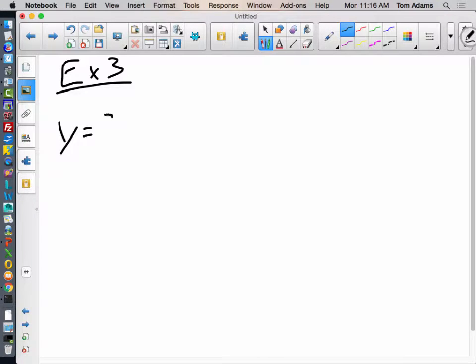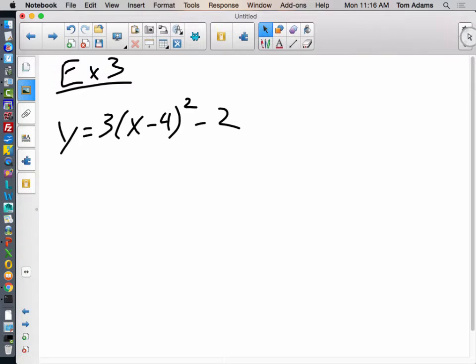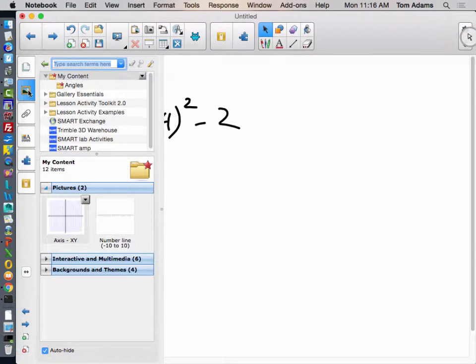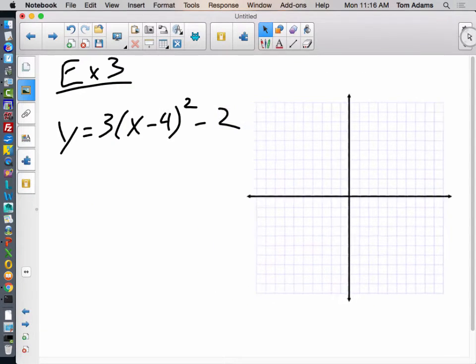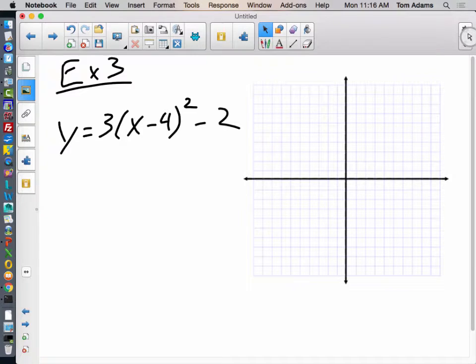y equals 3 times (x minus 4) squared minus 2. Okay? Does that make sense? Now I want to graph that, but I want to know what the graph would look like before I do it. So I'm going to put my little graph out here, and we're going to try to graph this by hand and then see where we end up.